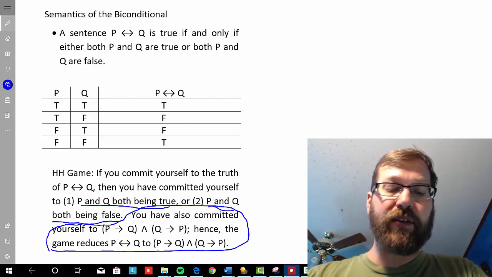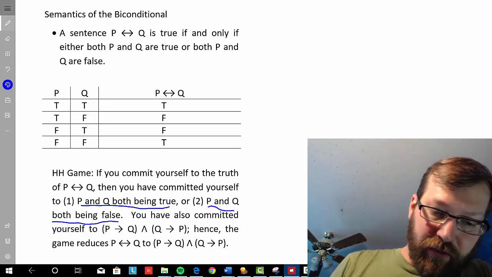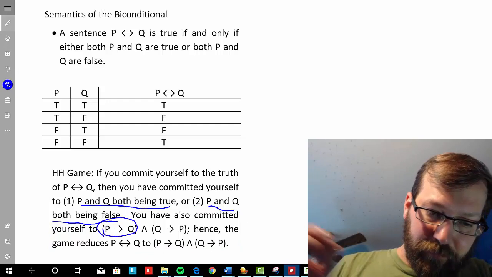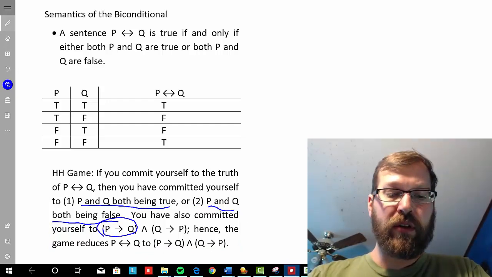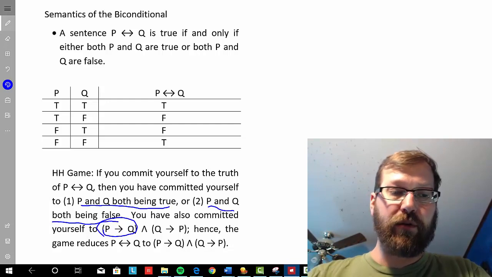So what I mean by that is in the former conjunct here, we have a conditional that's proceeding from P to Q. So if P then Q.